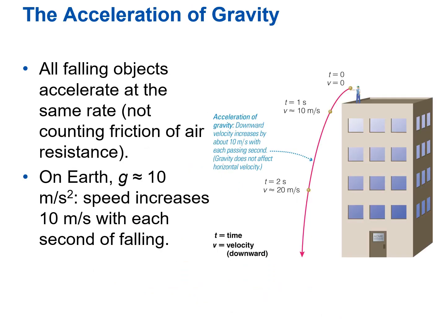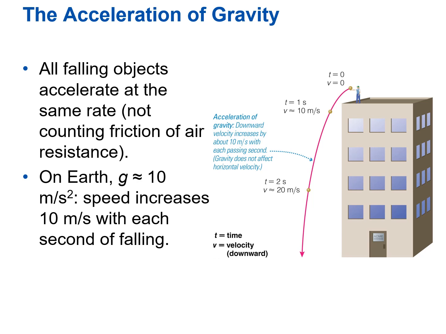Now, near the surface of the Earth, everything accelerates downward at the same rate, as long as there's no friction or air resistance. You let go of a helium balloon and it goes up. Well, that's totally different. There's a buoyancy force where the air is actually pushing it up because it's lighter than air. But if we just take two rocks, a brick, something with no air resistance, we just drop it. All falling objects accelerate at the same rate, assuming there's no friction or air resistance.